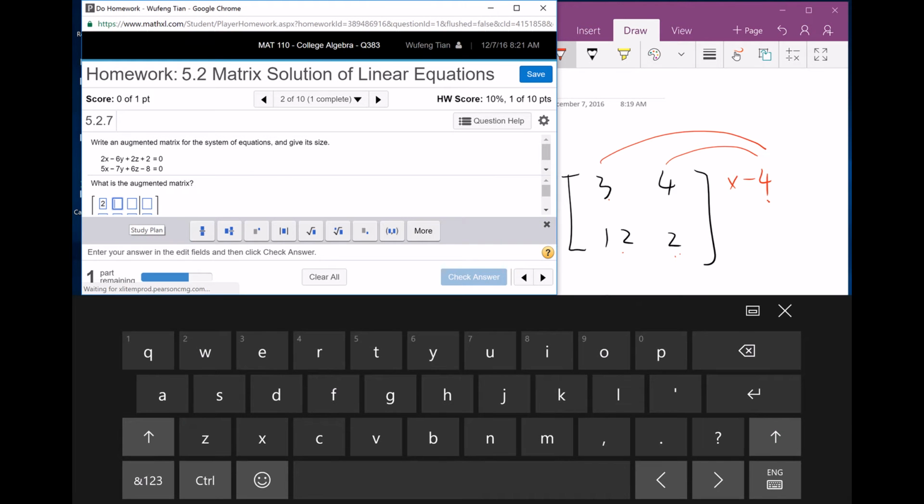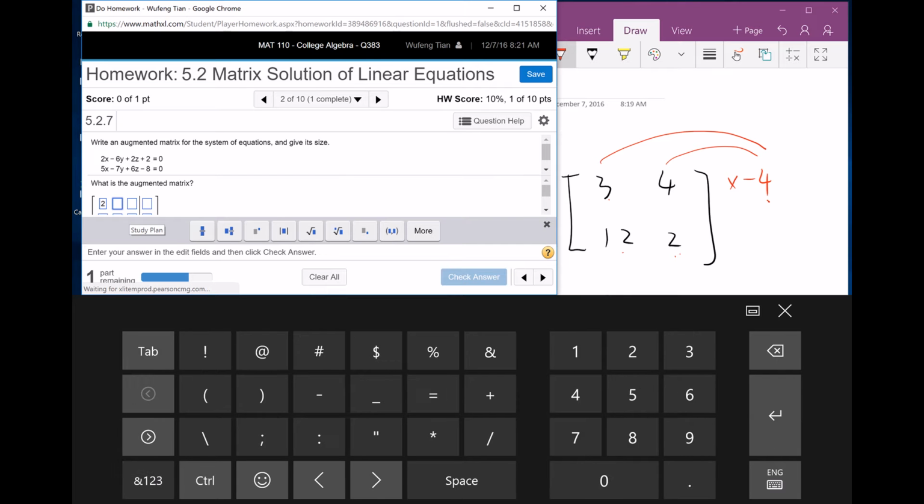Negative 6. 2. Negative 2. Okay, so basically you put the 2 on the other side. So it's 5, negative 7, 6.